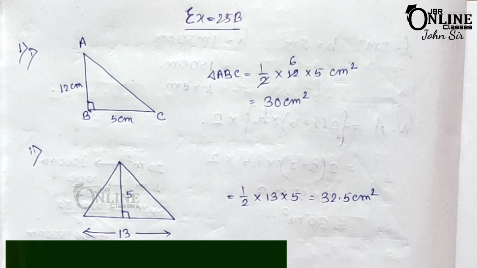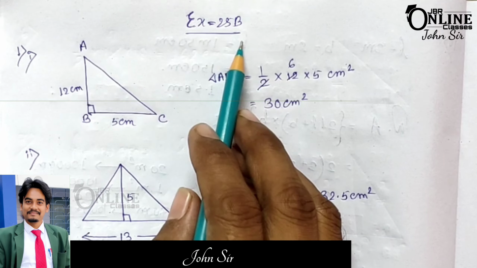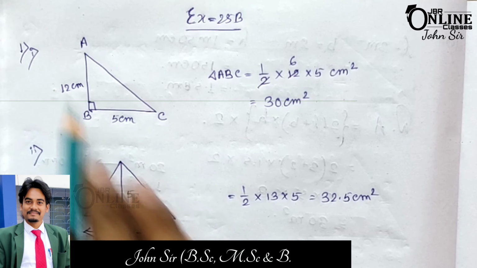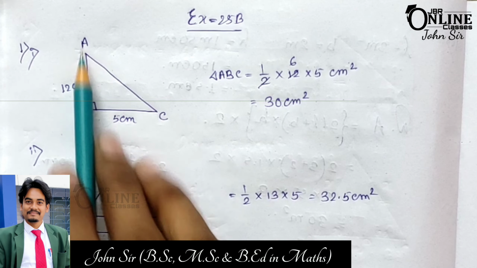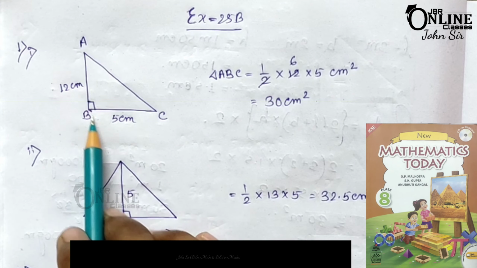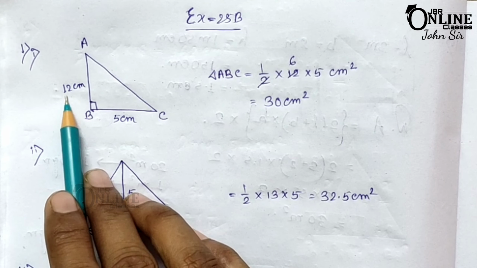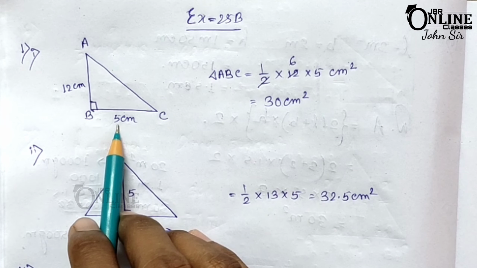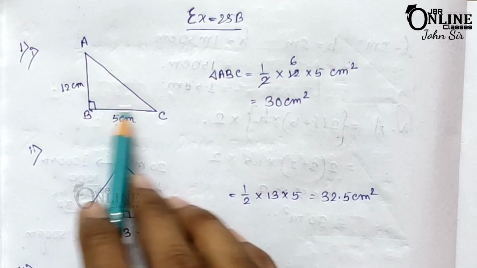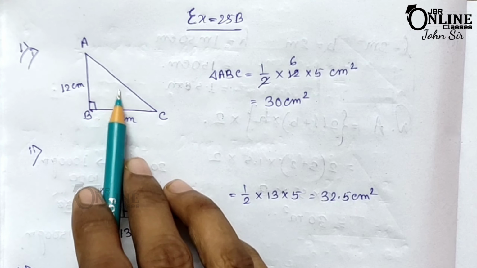So hello everyone, today I am going to start exercise 25b. Here is the first problem. ABC is a right angle triangle, with this angle equal to 90 degrees, and the perpendicular equal to 12 centimeter and base equal to 5 centimeter is given. Now you have to find out the area of this triangle.